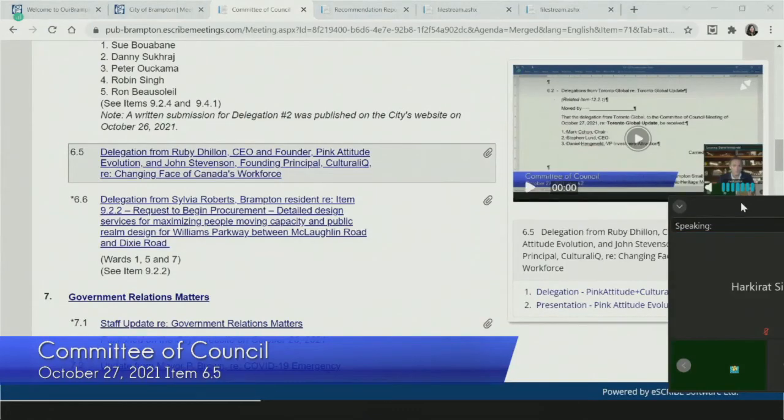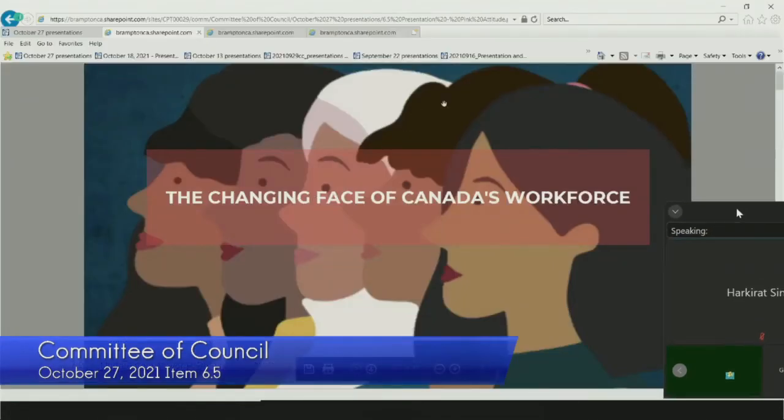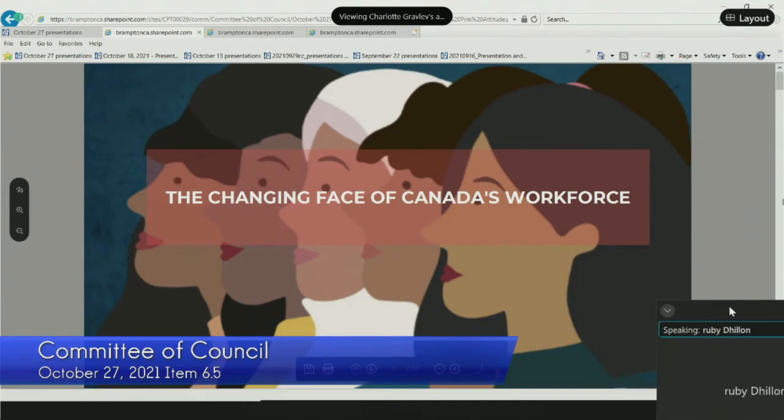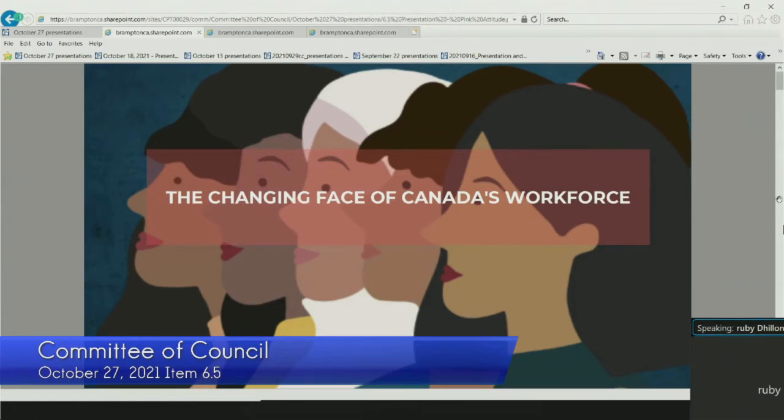Good morning, Chair, Mayor Brown, and respected members of Council. My name is Ruby Dillon, CEO and founder of Pink Attitude Evolution, and joining me today is John Stevenson, founder of Culture IQ. John and I are here today to speak about the national study driven by the 2020 Statistics Canada report, which has identified that South Asian women, despite being highly educated, are amongst one of the highest unemployed groups in Canada. This is both pre and post-COVID. However, the numbers have substantially increased in the latter part.